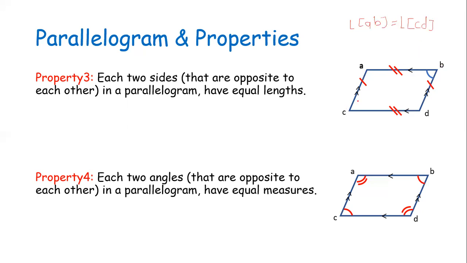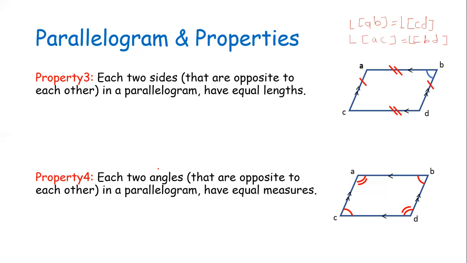Similarly, we have AC and BD are two opposite sides in this parallelogram, and they are parallel to each other based on the definition of the parallelogram. They also have equal lengths, and we express this as the length of AC equals the length of BD.